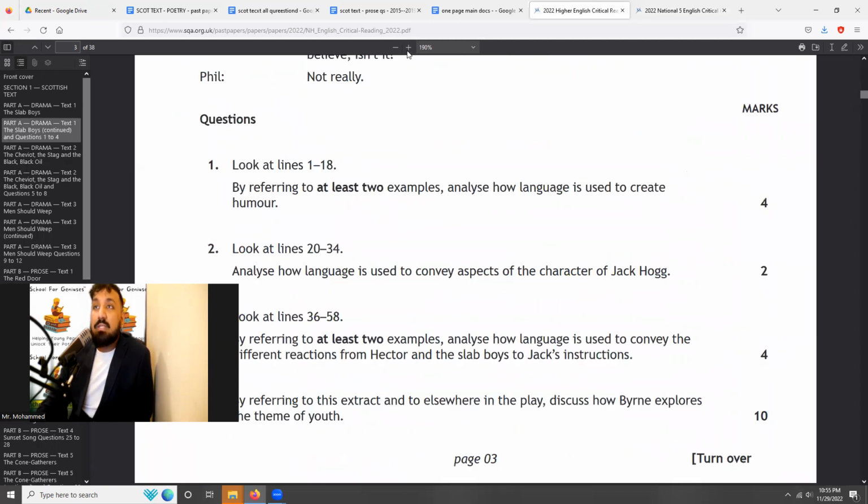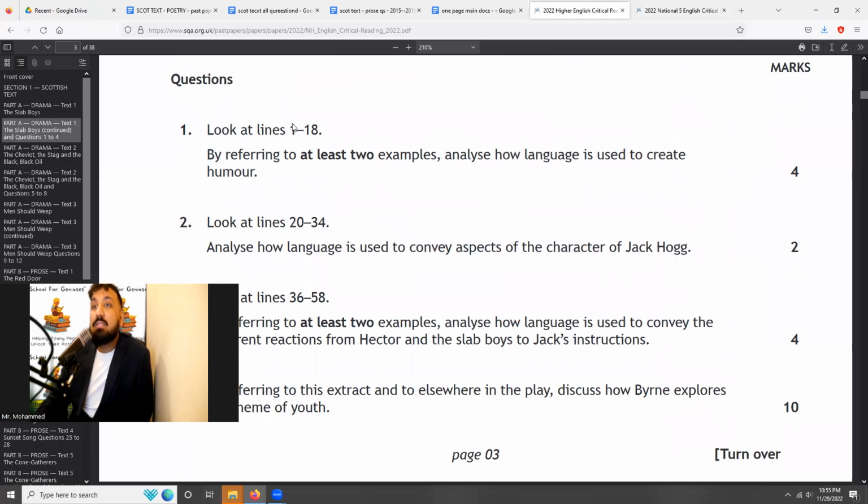Now these questions are all answered using RUAE skills. For example, by referring to two examples, analyze how language is used to create humor. So how does word choice create humor? This is essentially a tone question. You could use a humorous tone, or you could just use word choice. How is the word choice used to show that something is funny?